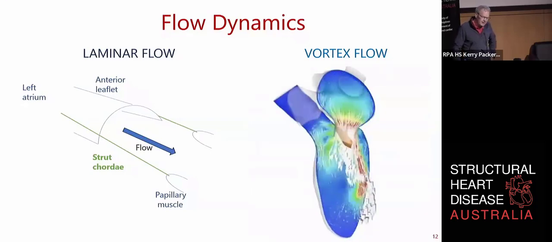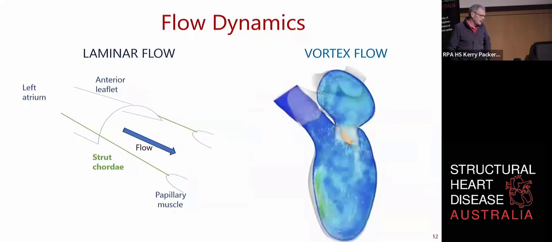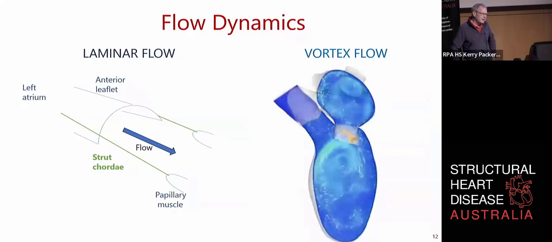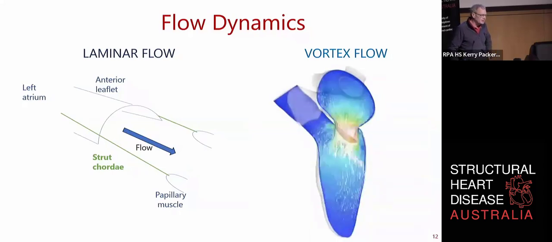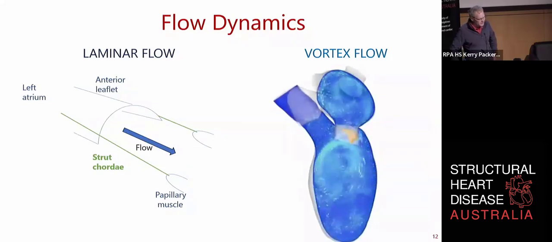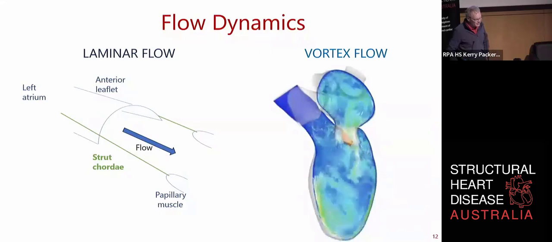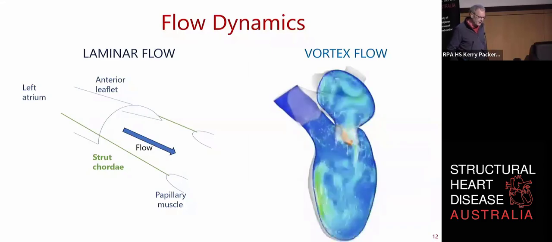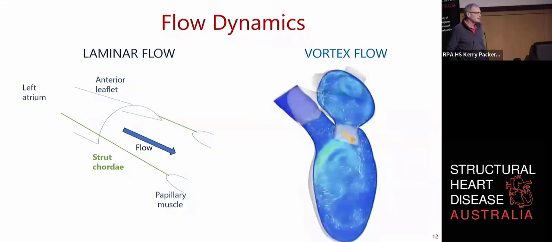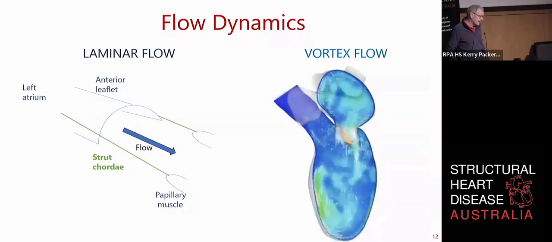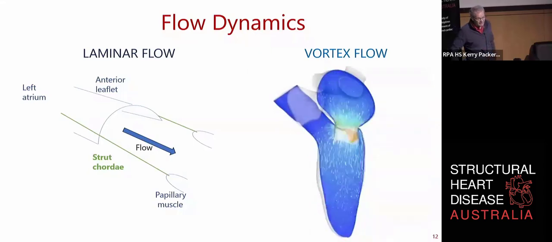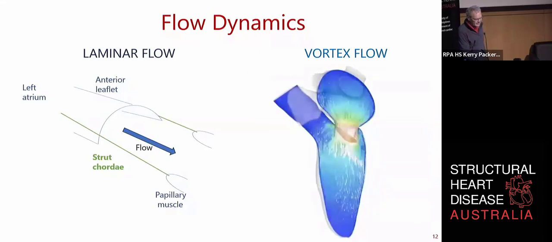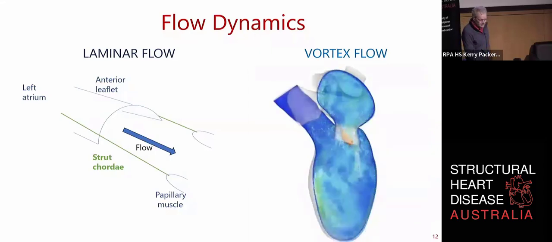And this may be important in HOCM, where the flow pattern through the left ventricle is disturbed. We normally think that the systolic anterior motion that contributes to outflow tract obstruction in HOCM patients is due to a Venturi effect. But it is very likely that it's a combination of the altered vortex that assists in closing the anterior leaflet and the Venturi effect of accelerated blood flow out through the outflow tract that causes the late systolic anterior motion in HOCM.